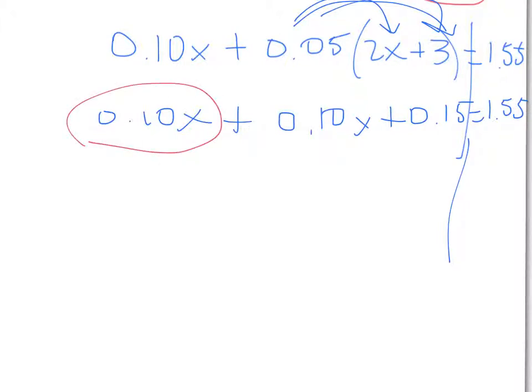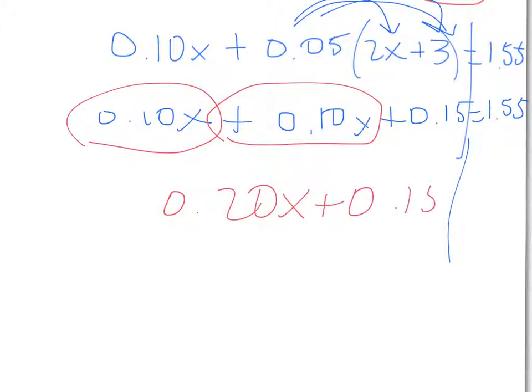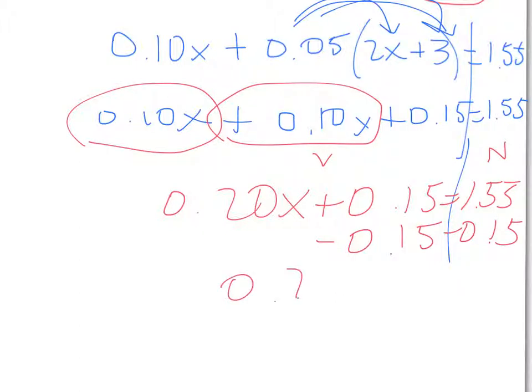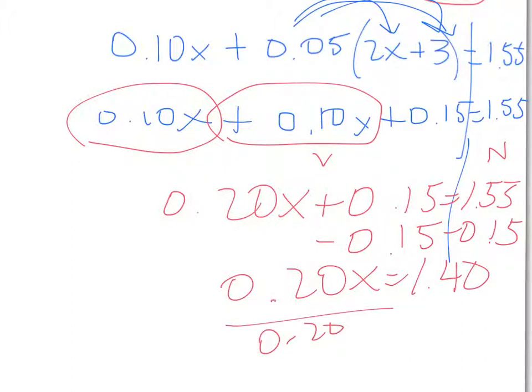Okay, I can combine some like terms here. I can combine my 0.10x with my other positive 0.10x. That gives me 0.20x plus my 0.15 equals $1.55. The variable side's over here, it's the only one with the variable. So I'm going to subtract my number to get it out of there, because my number side's over here. Subtract my 15 cents. That gives me 0.20x equals $1.40. I need to divide both sides by 0.20. And x equals 7.